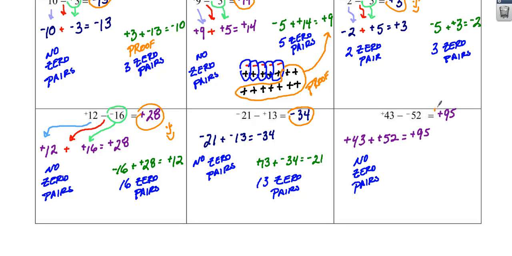Again, to check my work, I'm going to take the negative 52 and add it to positive 95. So that is 52 zero pairs. That's a lot of zero pairs, man. I'm glad we're not just writing all those out. 52 zero pairs. And when you take the 52 negatives away from the 95 positives, you are left with, yes, you got it, 43 positives. So we know we did that correctly.